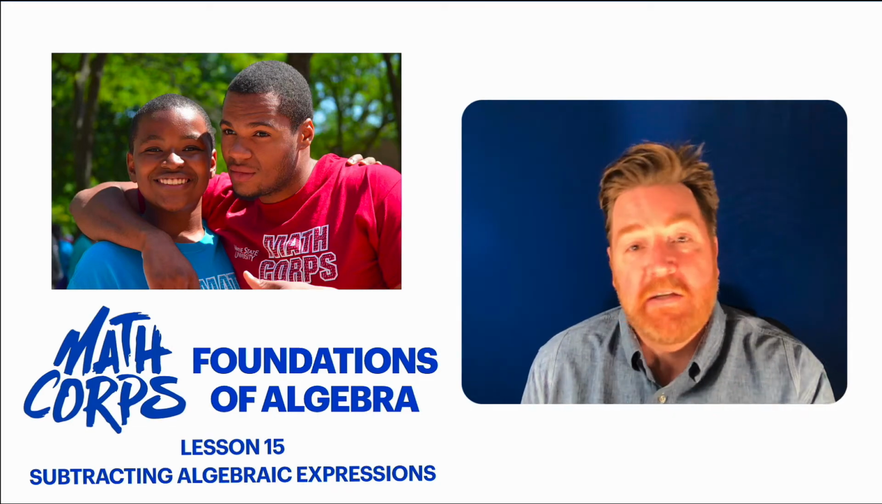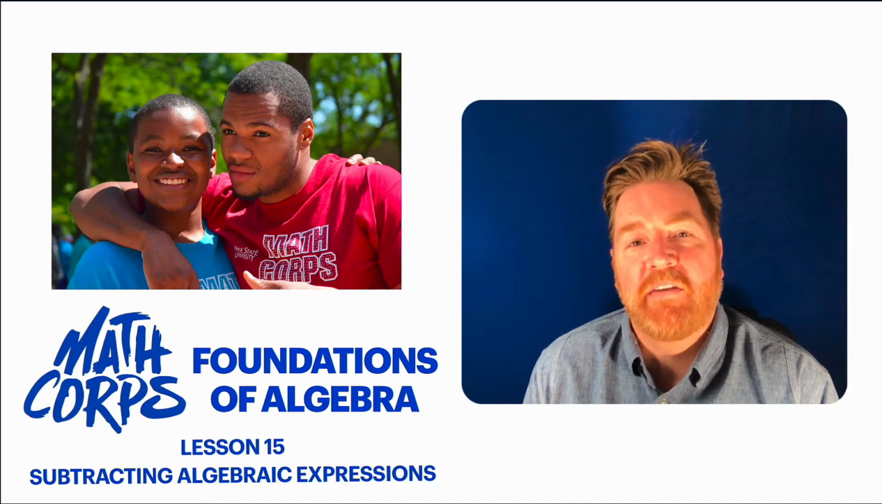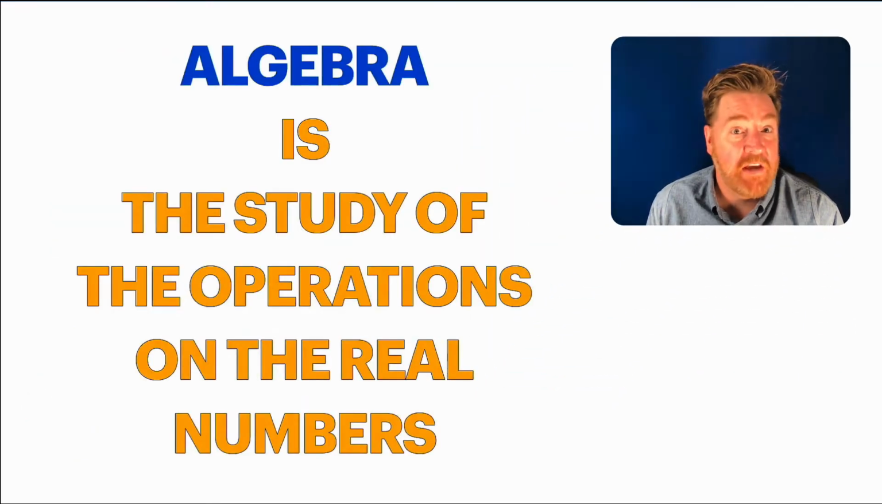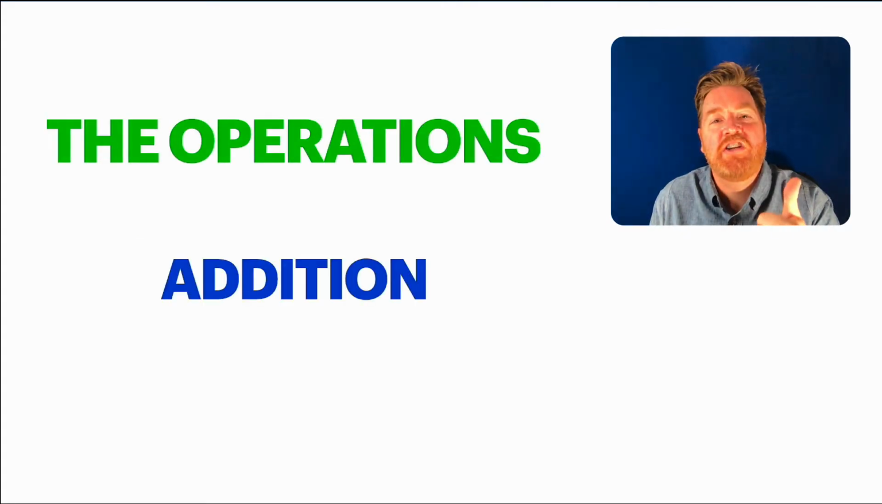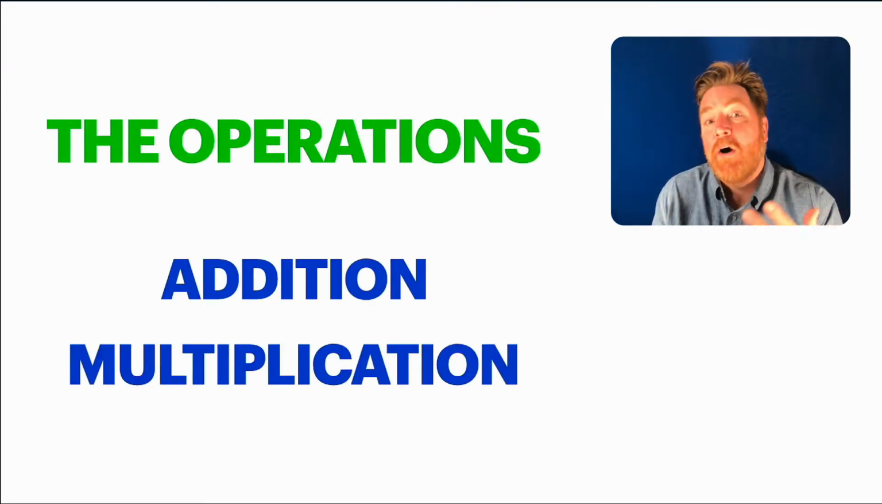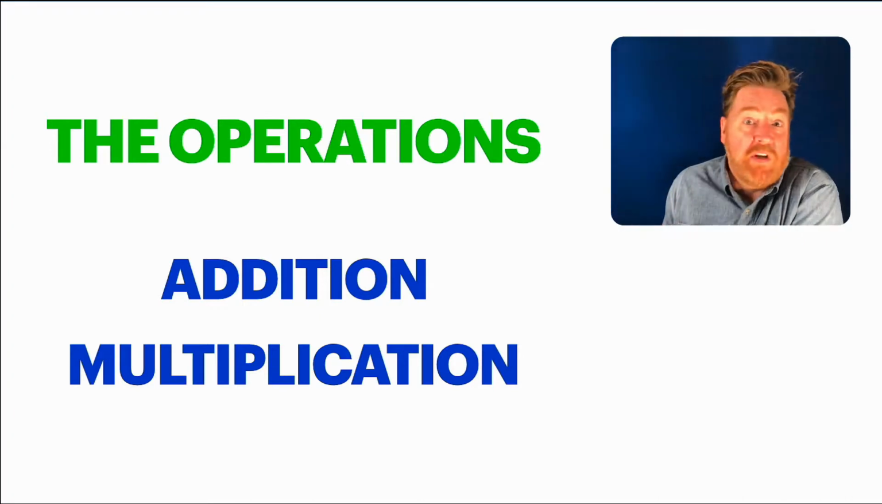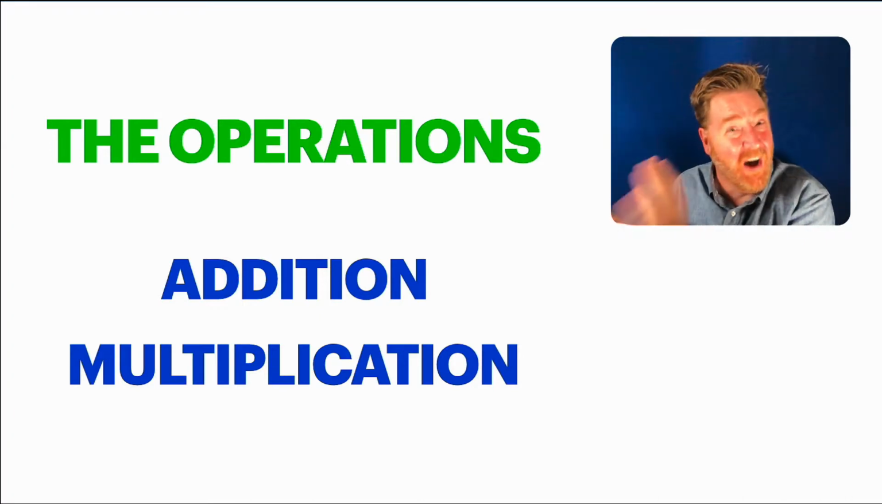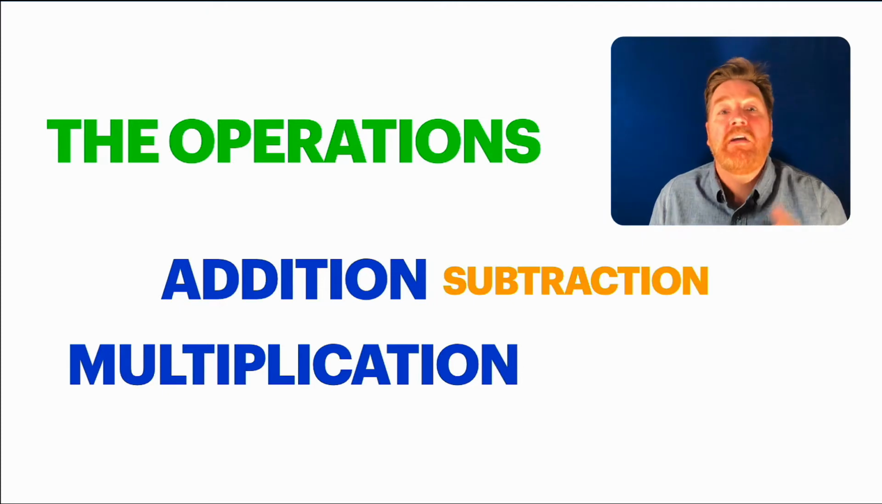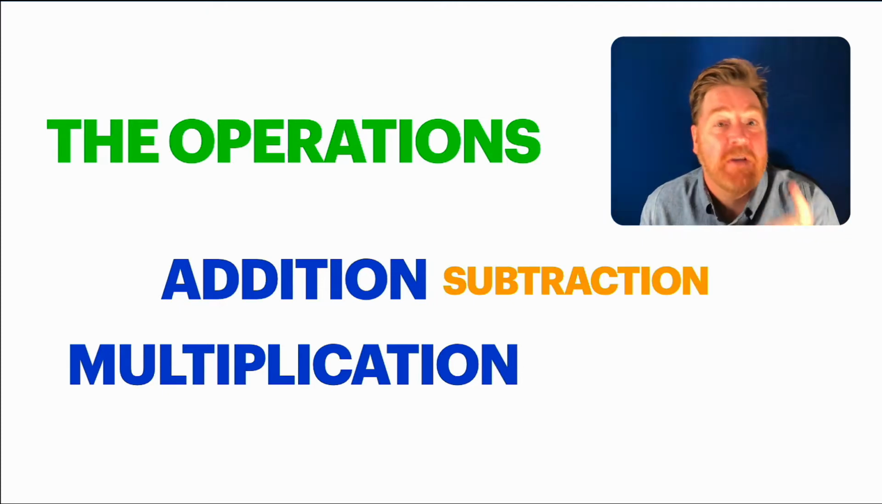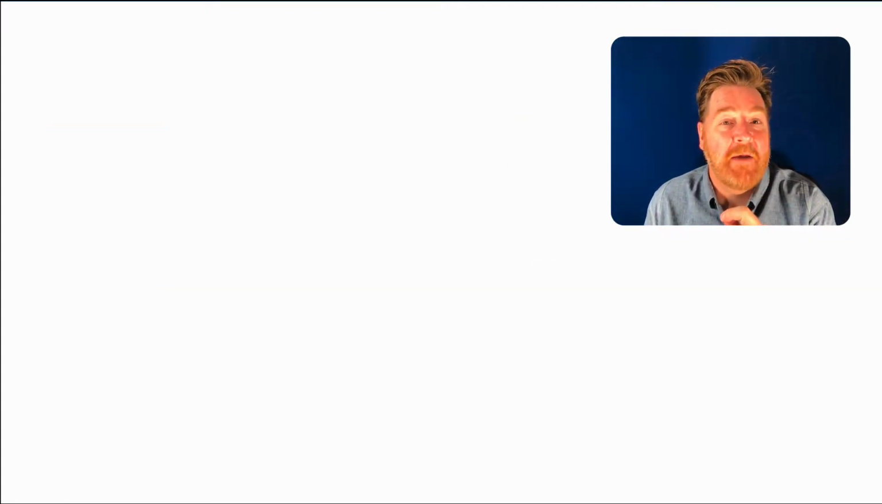Today's lesson is about subtracting algebraic expressions. We've been saying for a while now, and you know this by heart, I'm sure, algebra is the study of the operations on the real numbers. And we have two operations, addition and multiplication. Well, just like before, we define subtraction and division, the other operations, in terms of these two. That's why we can say there are only two. So subtraction is really going to be tied to addition. Let's take a look at that today.